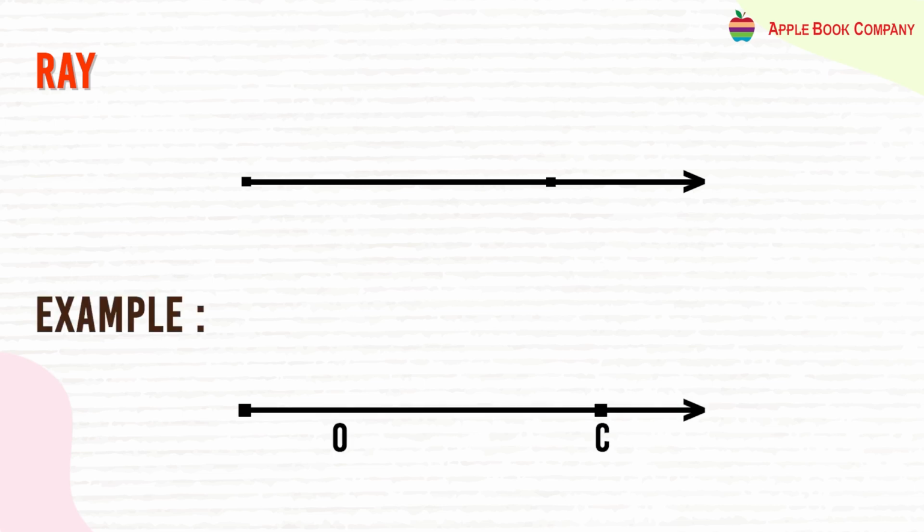Ray. A part of a line that extends indefinitely in one direction is called a ray. It has a starting point but no ending point. The length of a ray is not fixed, hence it cannot be drawn on paper. Example: ray OC can be denoted like this.